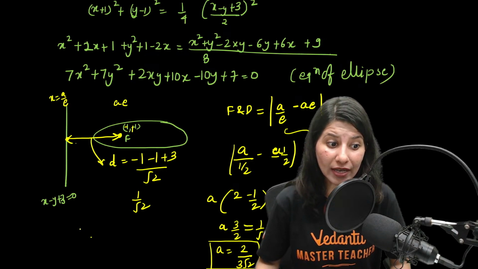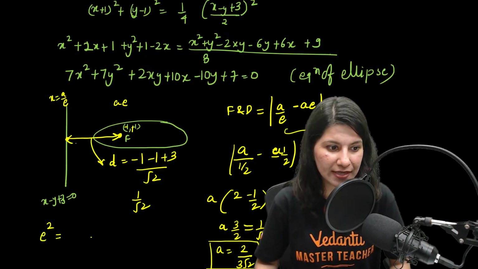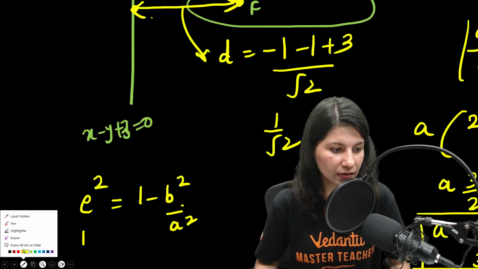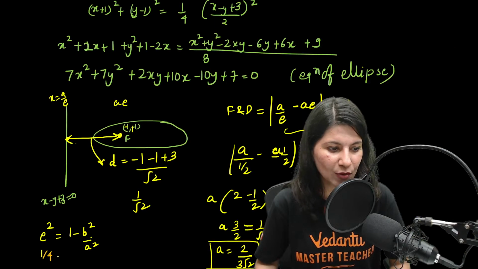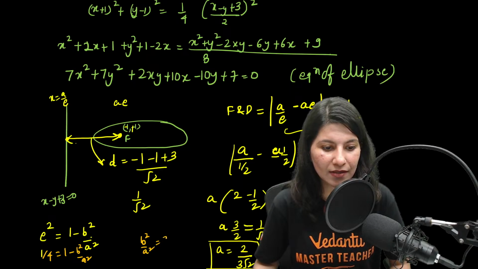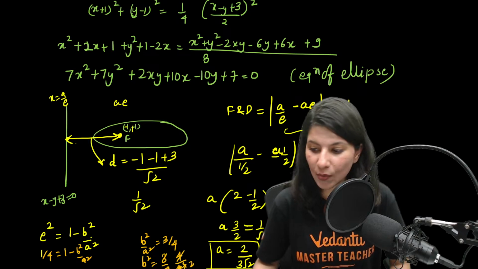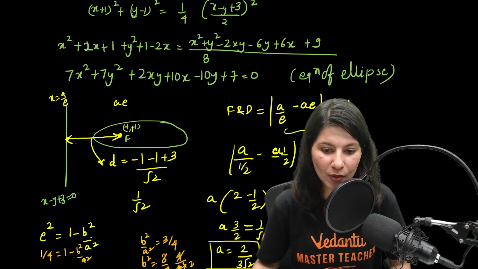And now that we have one more relation, by the way, e square is equal to 1 minus b square by a square. e is 1 by 2, so 1 by 4. 1 by 4 is equal to 1 minus b square by a square. So b square by a square is 3 by 4. So b square is 3 by 4, 4 by 9 into 2. So this 4 is gone. 3. So b square is 1 by 6. b is 1 by root 6.